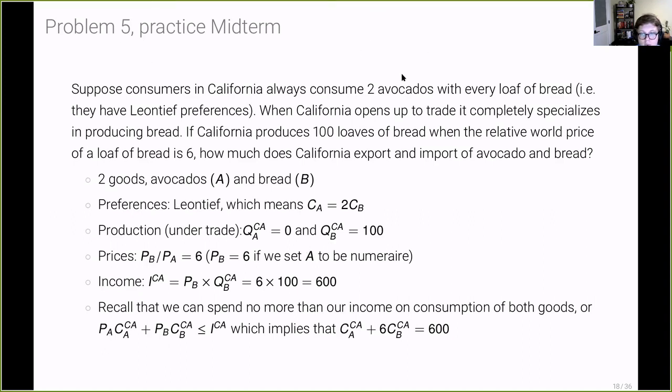Should we always assume that they spend all of their income? Yeah. In this case, the Leontief preferences basically assure that we get more utility from consuming more goods, so we're always going to want to consume more up to our income. If we're consuming less than our income, we won't be as well off as if we consume exactly equal to our income. So you can always assume that we'll consume enough avocados and bread such that we spend all of our income. We're not saving our income for a next period or anything like that in these models. Okay, thank you. Yep.